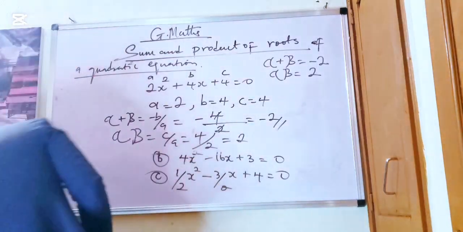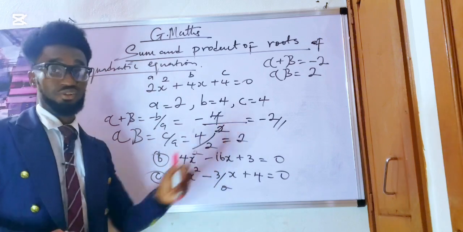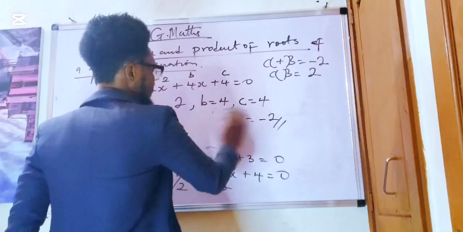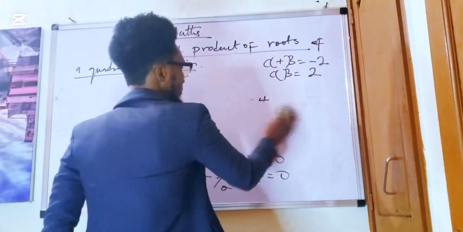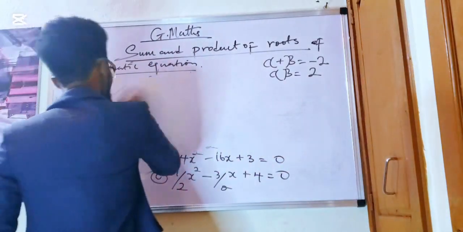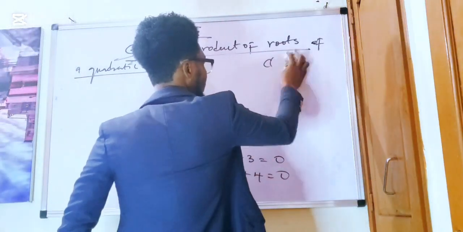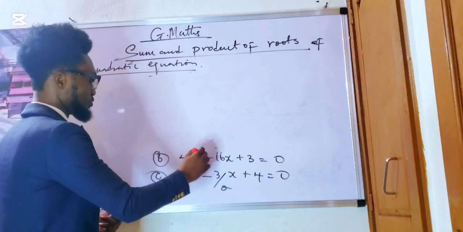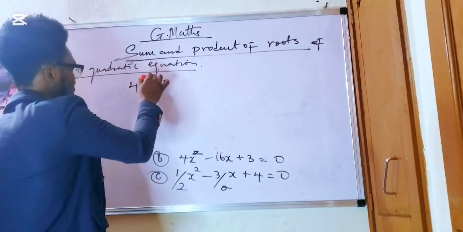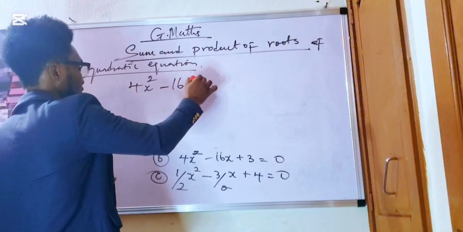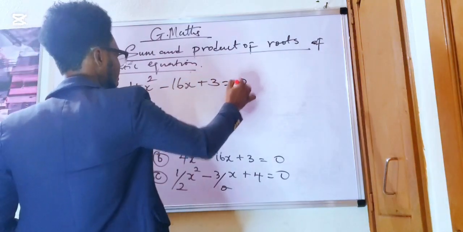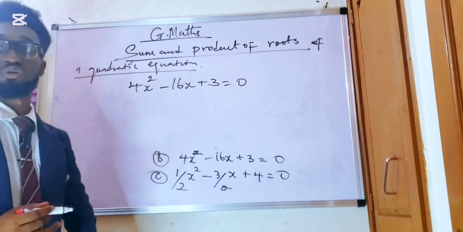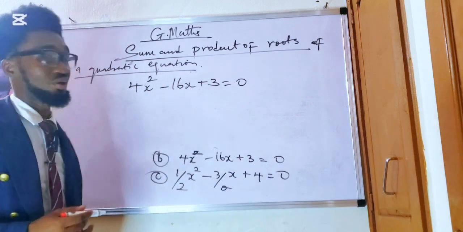Okay, so we'll try out the second equation. The second equation we have here is 4x squared minus 16x plus 3 is equal to 0. So we are also asked to find the sum and the product of roots of this particular equation.